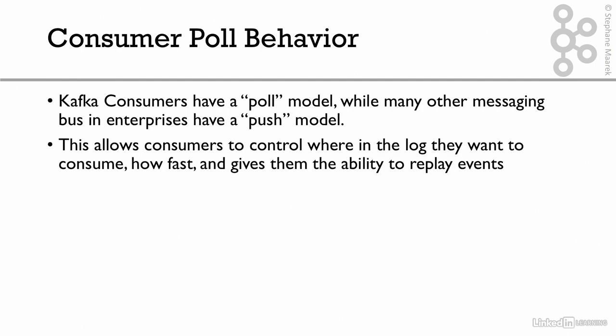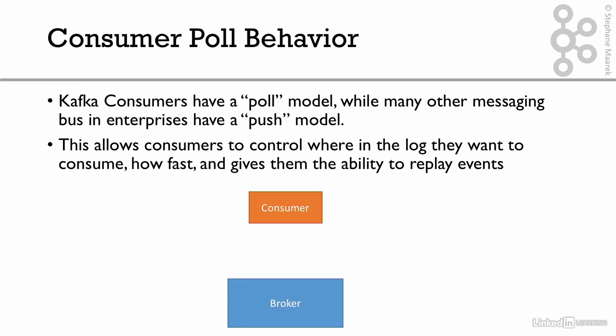So basically, the poll model was a decision that the Kafka guys made to allow consumers to control how fast they wanted to consume in the log, where they wanted to consume, and also give them the ability to replay events when they wanted. So overall, here's what it looks like.